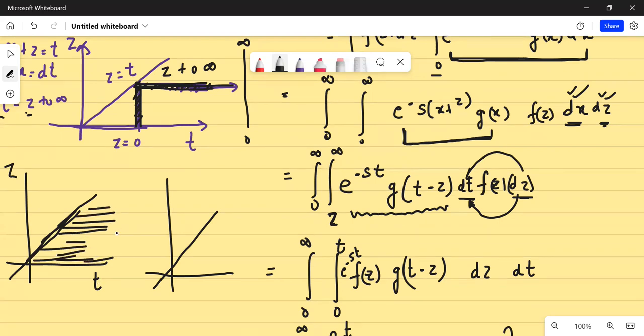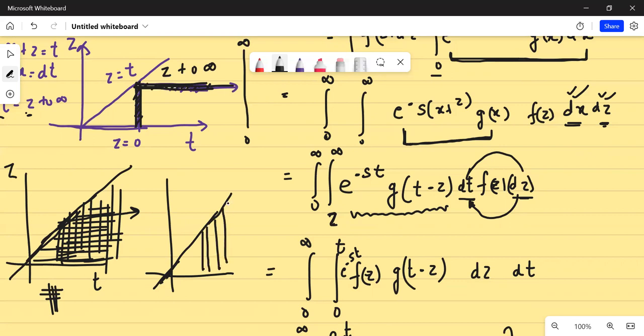Because t is varying from z to infinity and z is varying from 0 to infinity. So obviously, the reason is clear now. First you were integrating with respect to this and then you were integrating on the vertical scale. Now what I'm doing is trying to integrate first with respect to z. Your z varies from 0 to t. And then I will say that t varies from 0 to infinity.